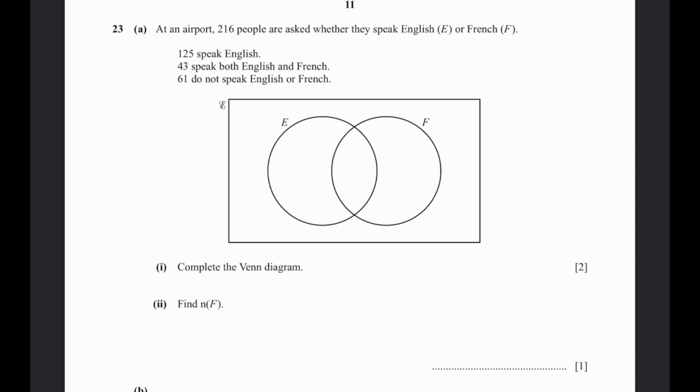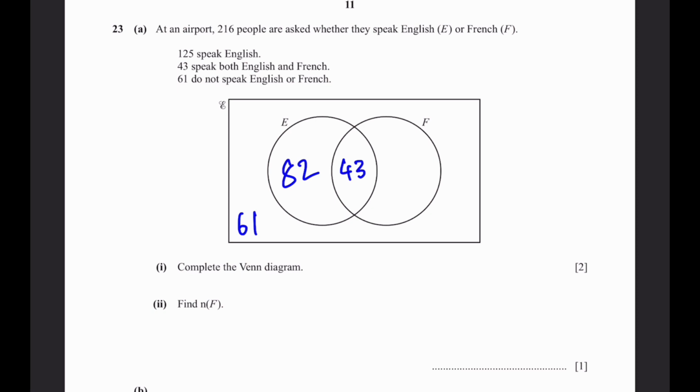So first, we have two definite pieces of information. This one's not definite because they never said if it's only English or it's including here. We'll find that out in a moment. First, let's fill in these two. 43 speak both, 61 speak neither. Well, this is quite easy to find how many people speak only English, because 43 speak both, 125 speak English, and that includes these 43 people. So 125 minus 43 is equal to 82 people speaking only English.